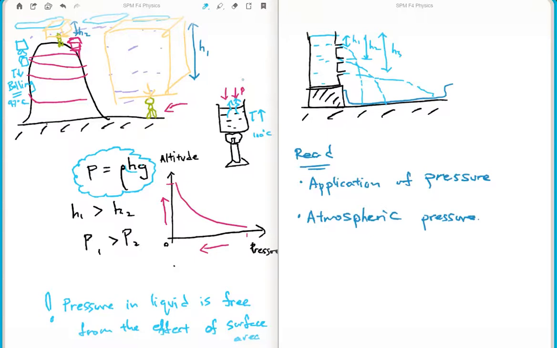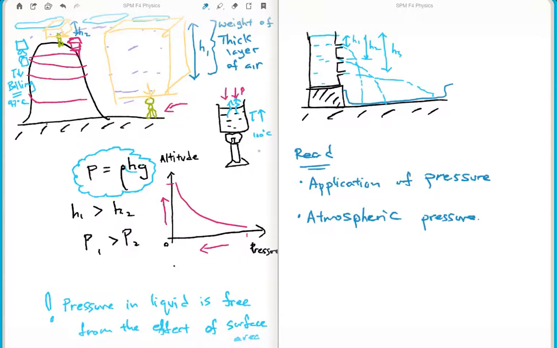Atmospheric pressure is caused by the weight of the thick layer of air. The weight of that thick layer of air is going to cause the atmospheric pressure to be higher downhill. And there are many other applications, you need to really look into it.